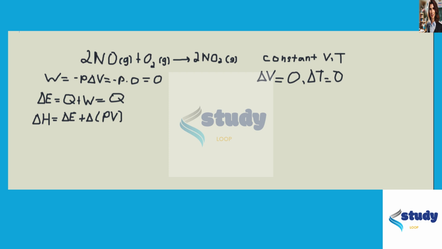Similarly, delta H is equal to delta E plus delta PV. So we don't see any change in volume, so the value of PV stays the same in this case. So that also means that delta PV is equal to 0 as well. So delta H is going to equal delta E.